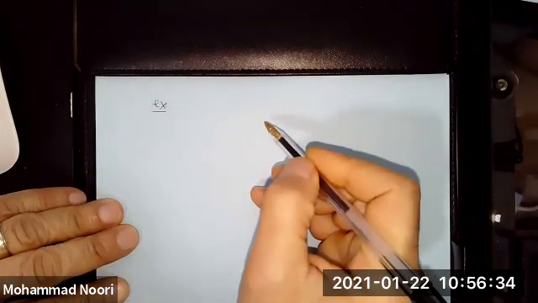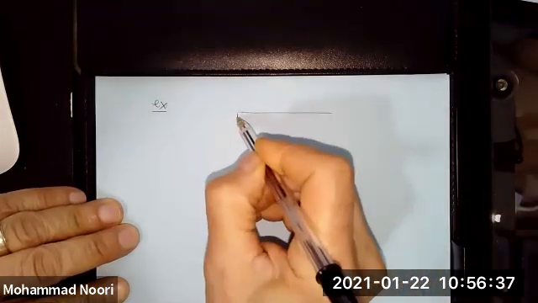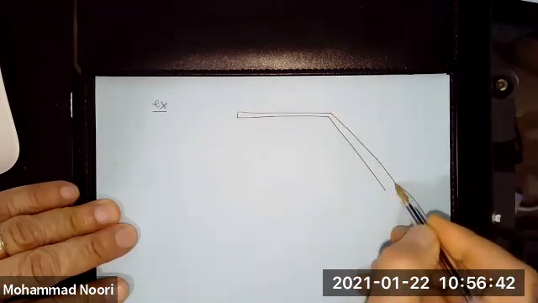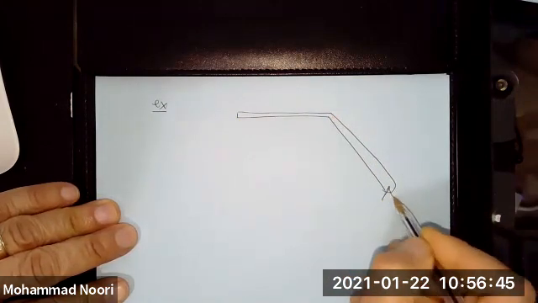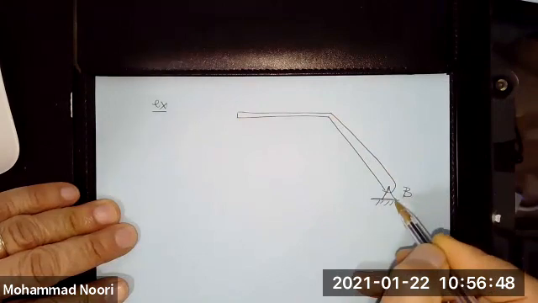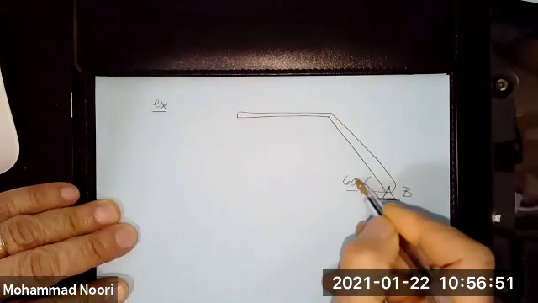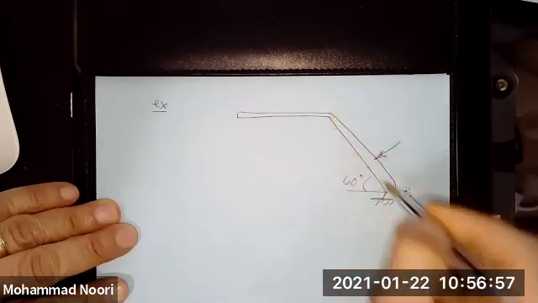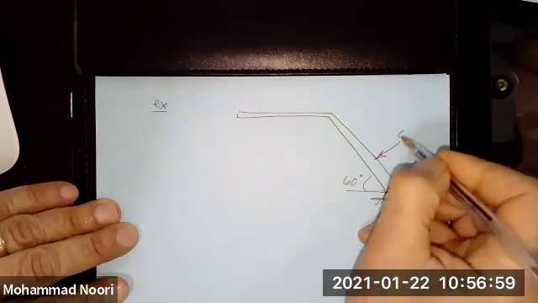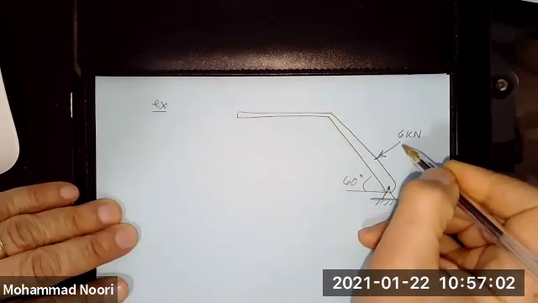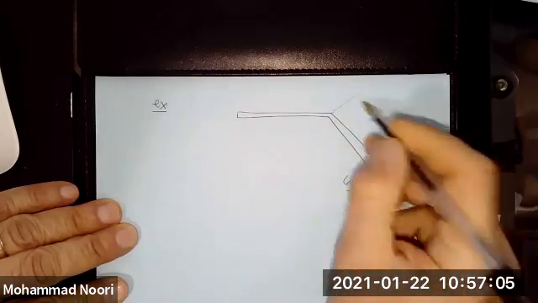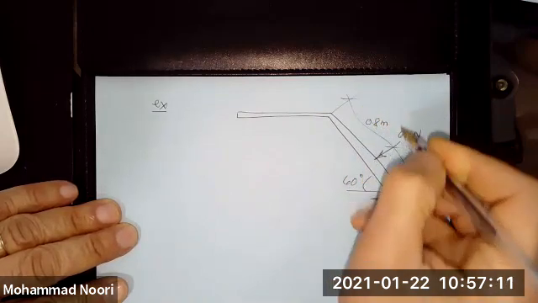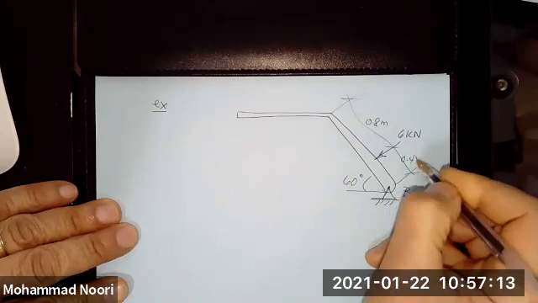You have a beam or a frame of some sort that looks like this. It is pinned here at point B. This angle is given as 60 degrees, and a load perpendicular to this leg is applied, 6 kilonewton, at a distance of 0.8 meters here and 0.4 meters here.